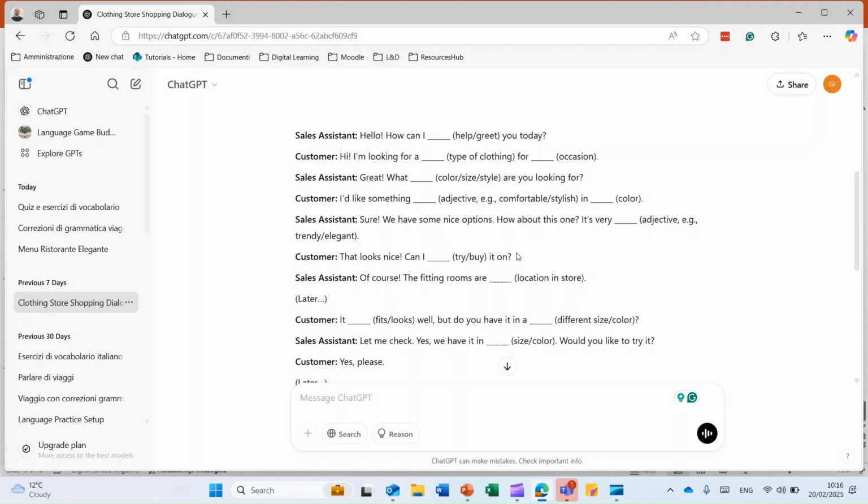So if we give them a completely free role play, they can get stuck because they don't really have the imagination to come up with the fact that they might need to ask for a type of clothing or a specific occasion, or use adjectives like I want something comfortable, I want something stylish. They might not think about this stuff. So that's why a guided role play is very useful.